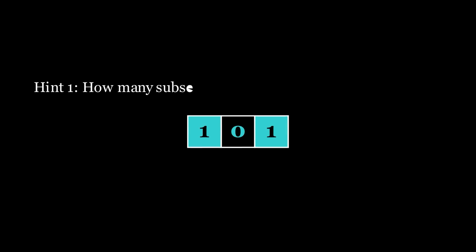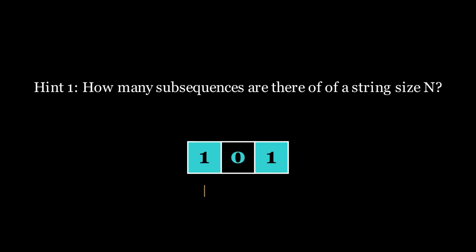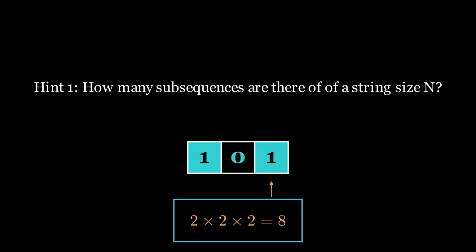Something to think about is how many subsequences exist with a size of n. Let's look at the first character of the string. We can either choose to include it or exclude it, so we have two possible choices. And for the second element, we can also choose to include it or exclude it, and we have the same choice for the third element. So for each index, we can include it or exclude it. So there are 2 times 2 times 2 equals 8 possible choices.